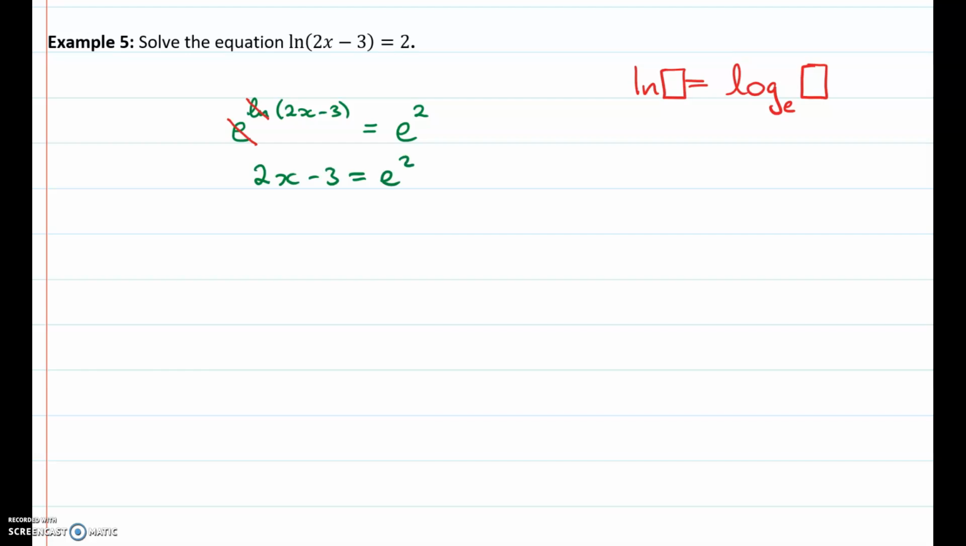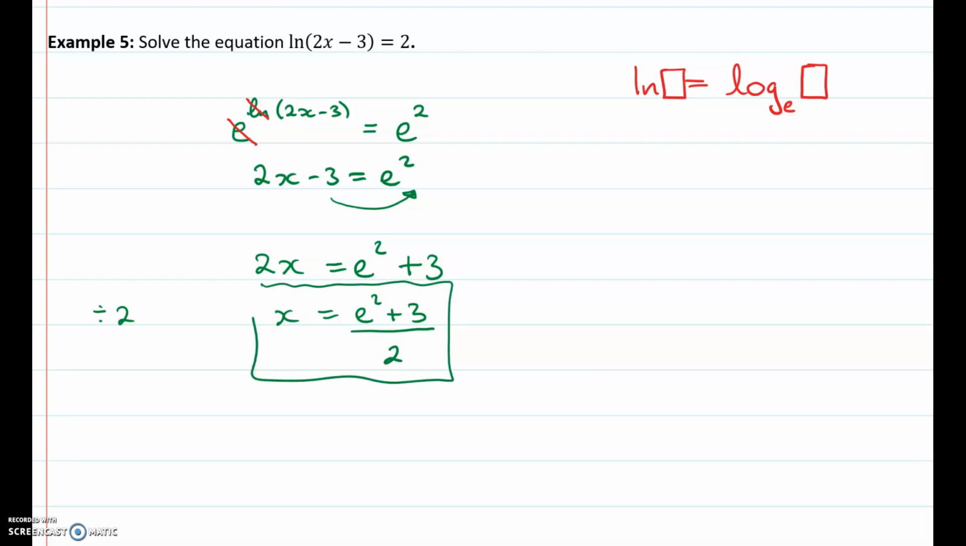And then you'll want to get the x on its own, so you can bring the 3 across, and that gives you 2x is equal to e squared plus 3. If we divide both sides by 2, it gives you x is equal to (e squared plus 3) all divided by 2. Now the whole thing has to be divided by 2. So there's your precise answer.